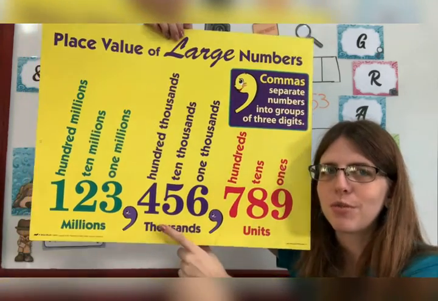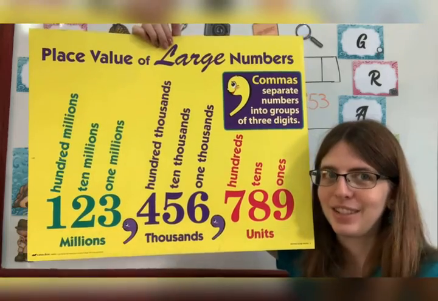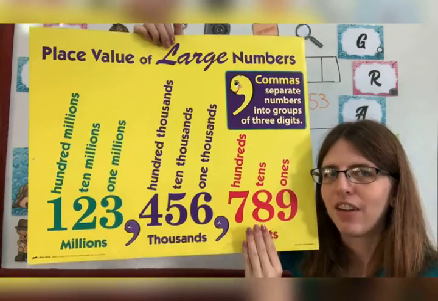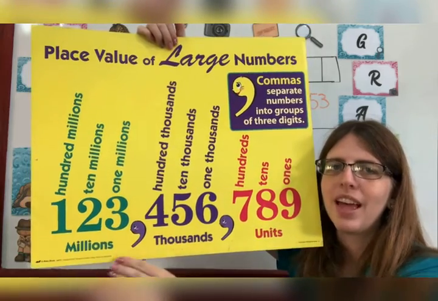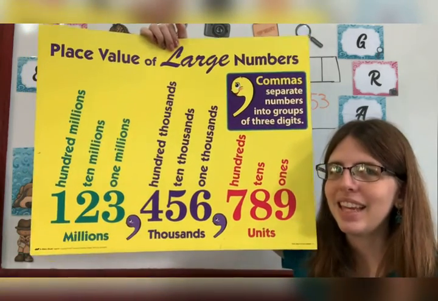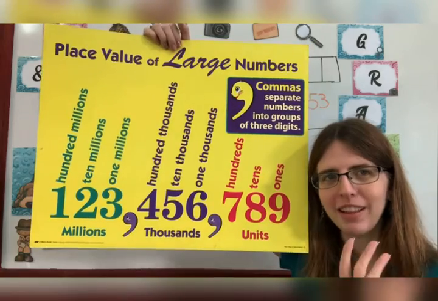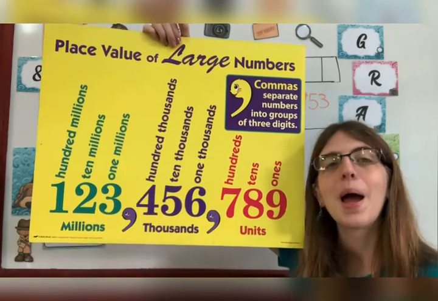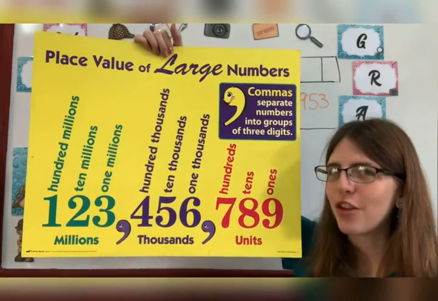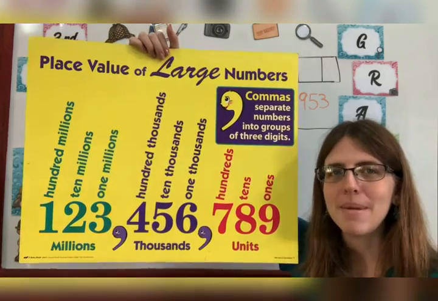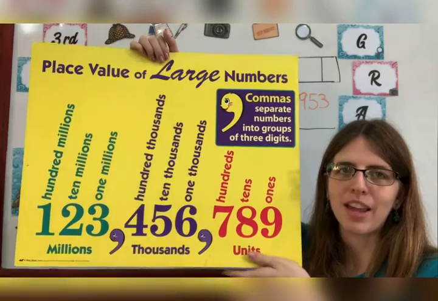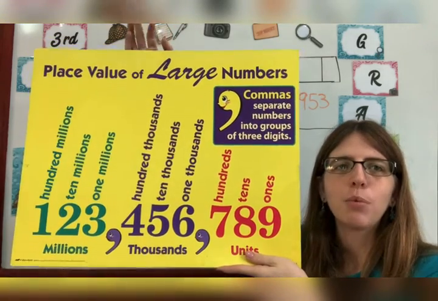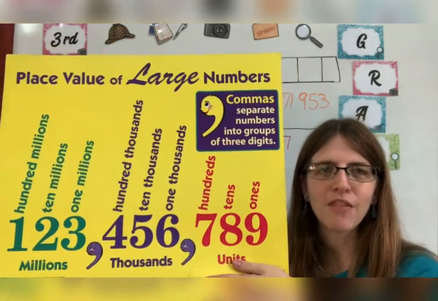Well, the third group is the millions group. So we have our basic group, then we have our thousands group. The next one is millions. What's the third group, class? Millions. What is the third group? Millions. Very good.